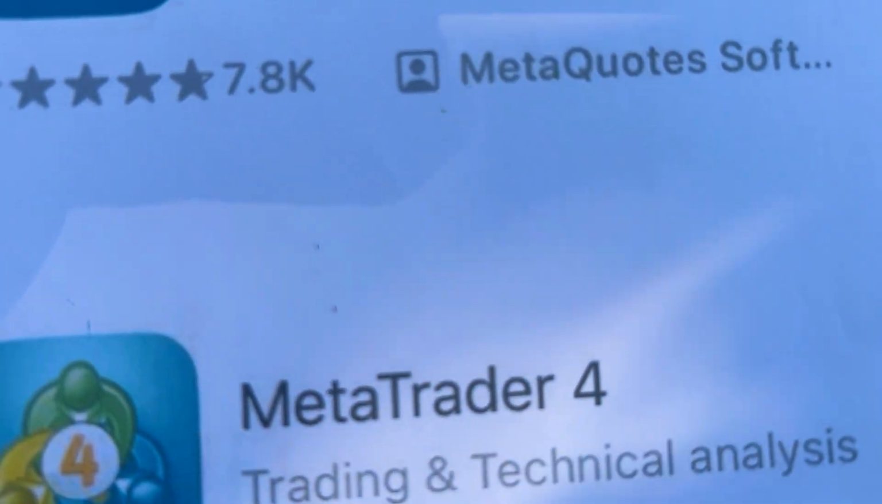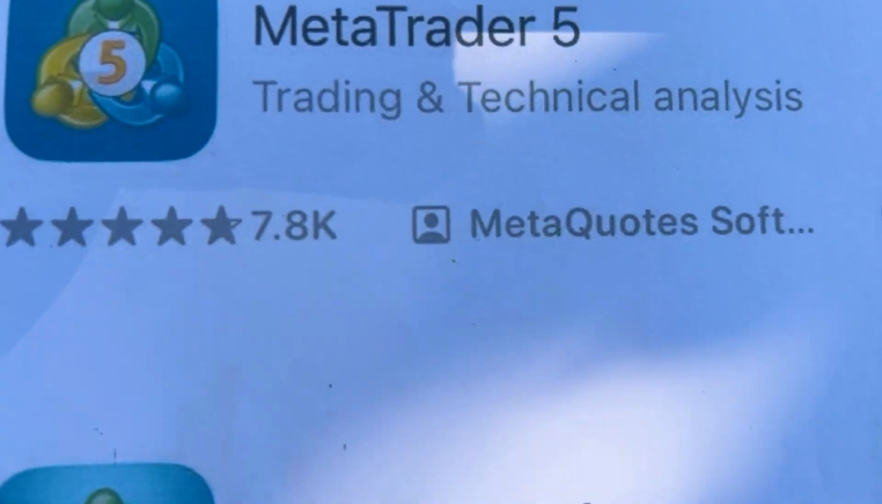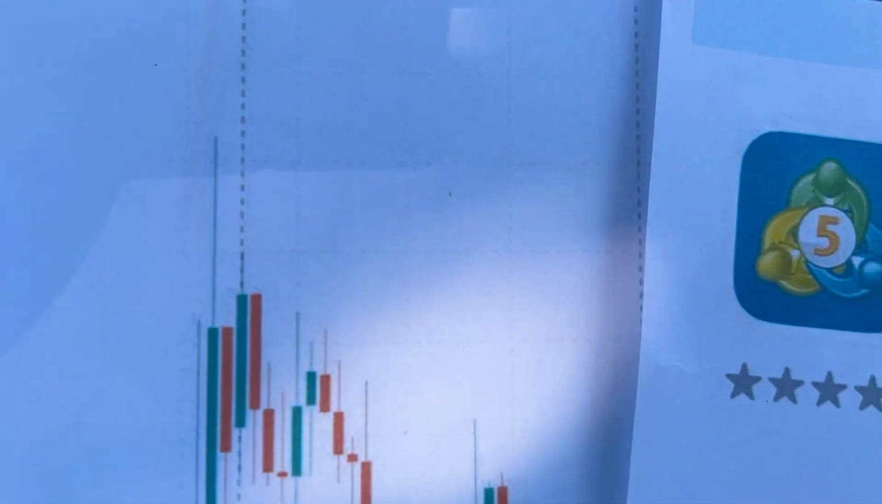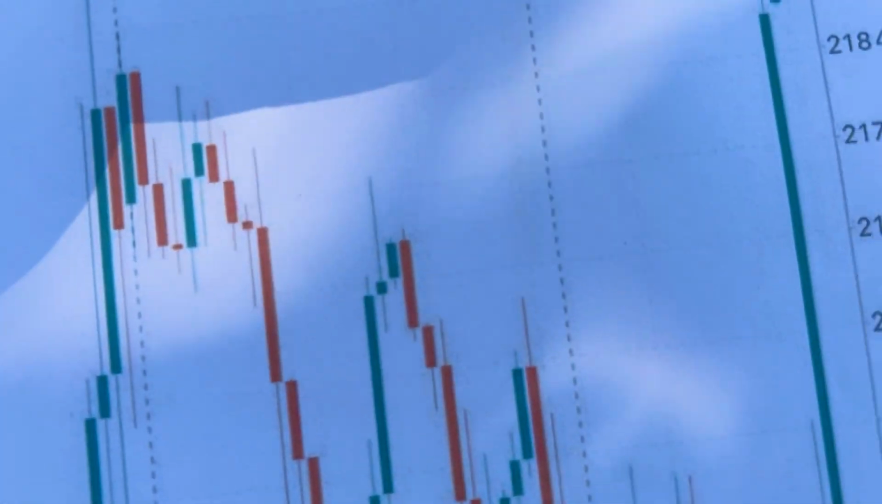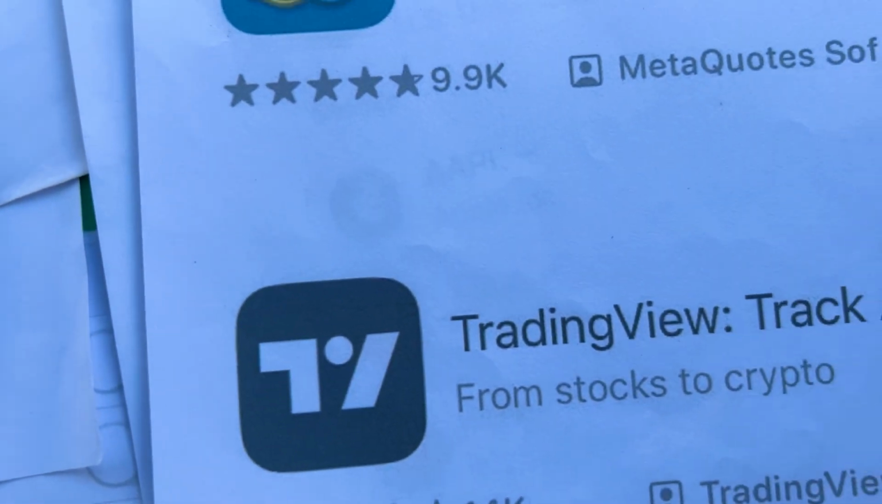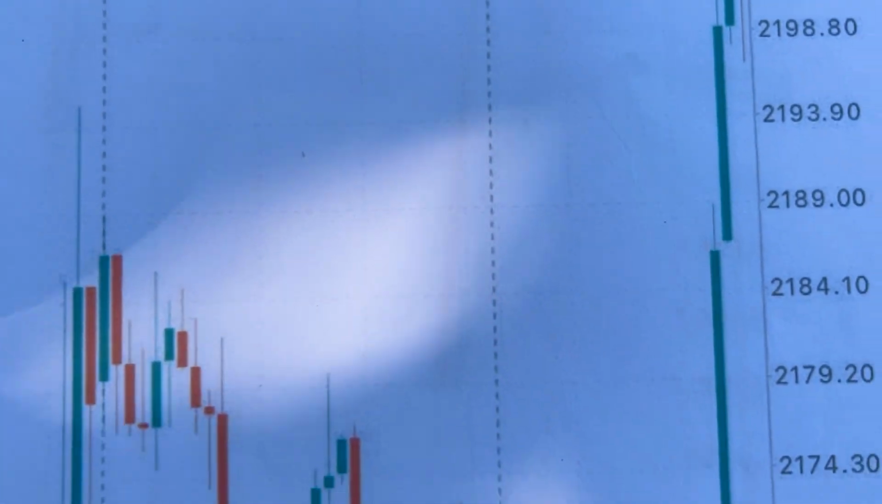Remember, when you're trading, we're using MetaTrader 4 and MetaTrader 5, for the reason that the broker that you are using is going to offer you the charts to analyze well. So I don't recommend you using TradingView for this case. TradingView is actually a no-go zone.